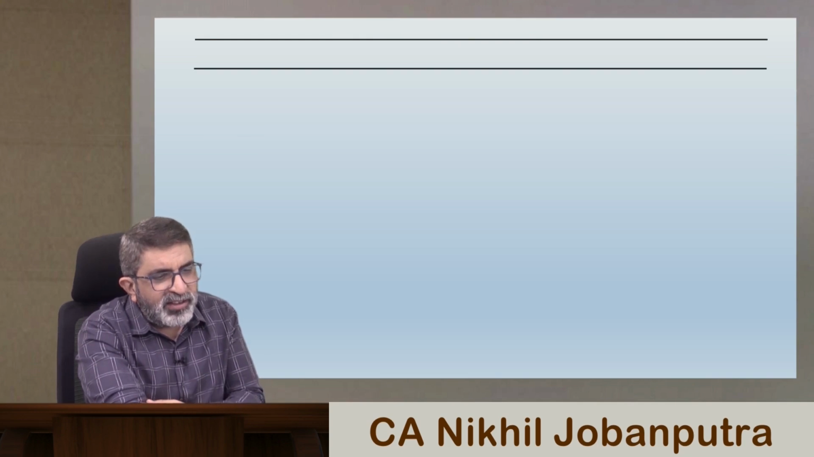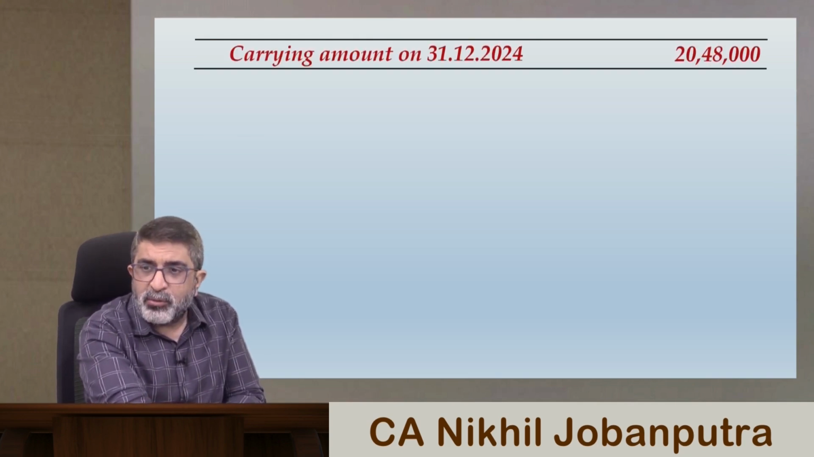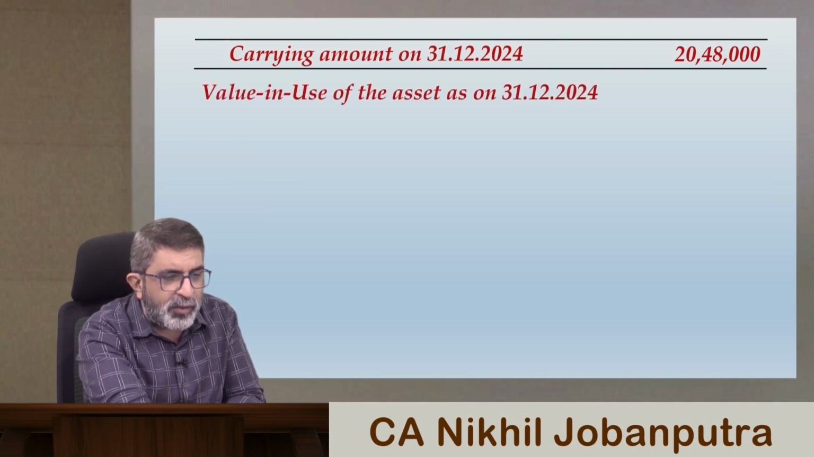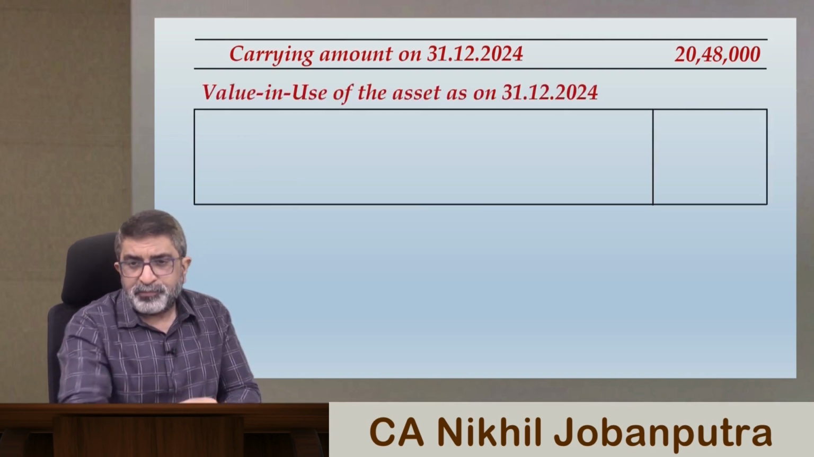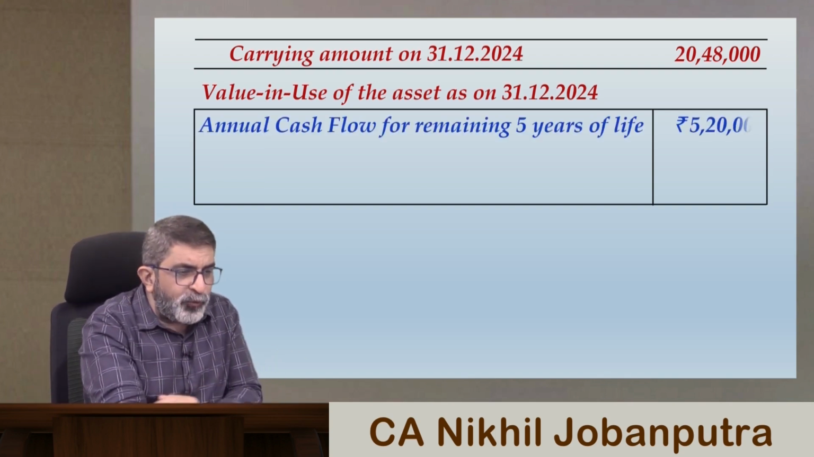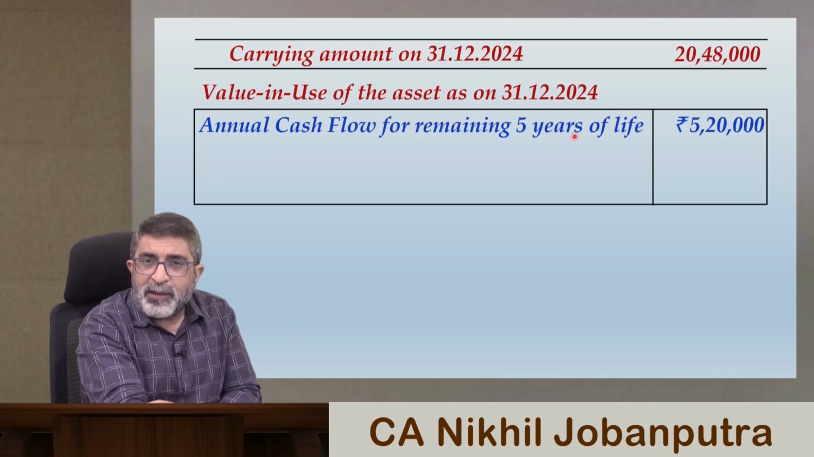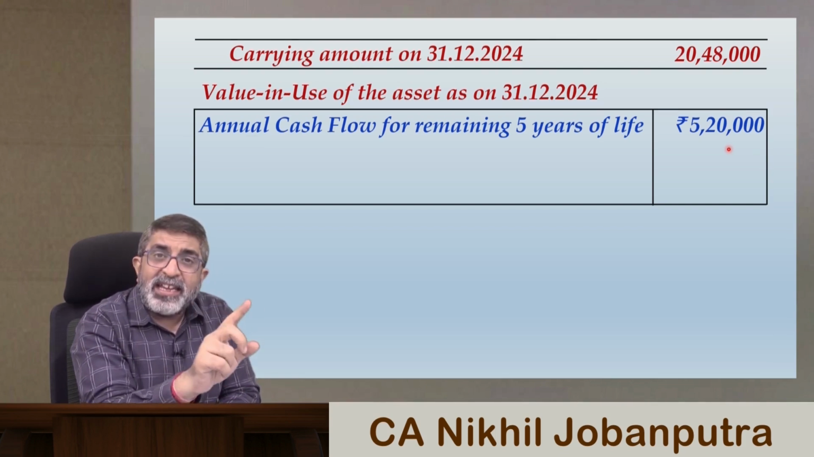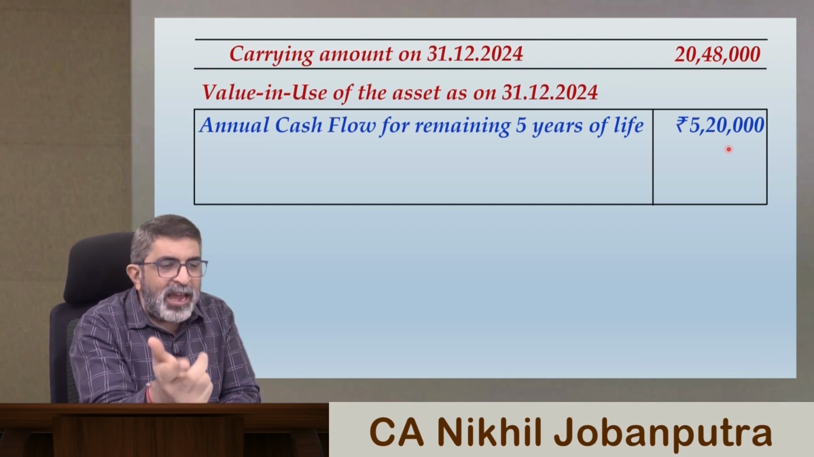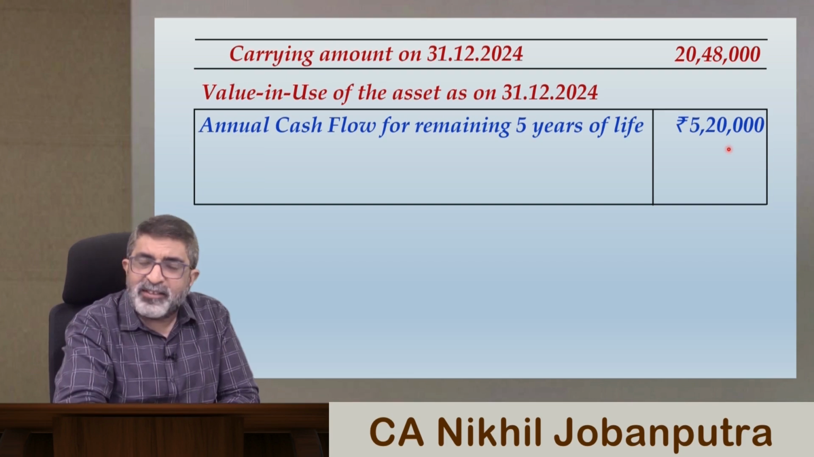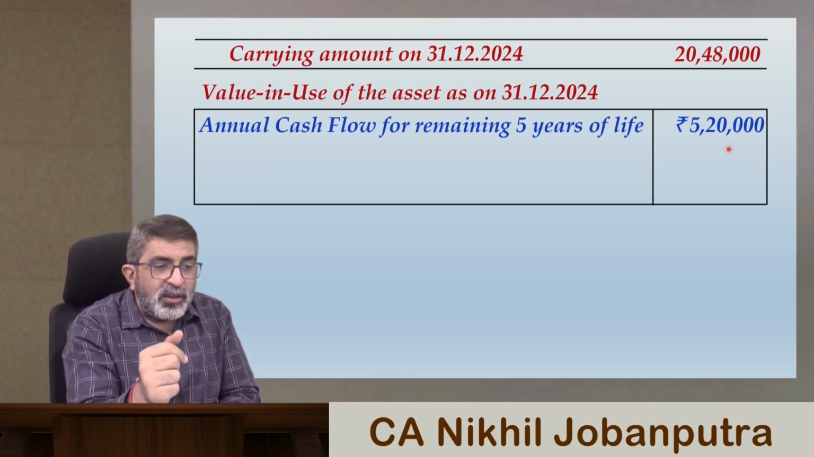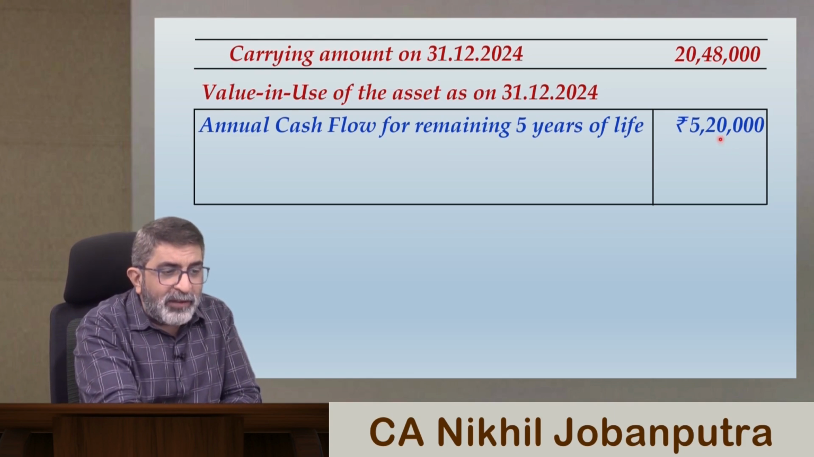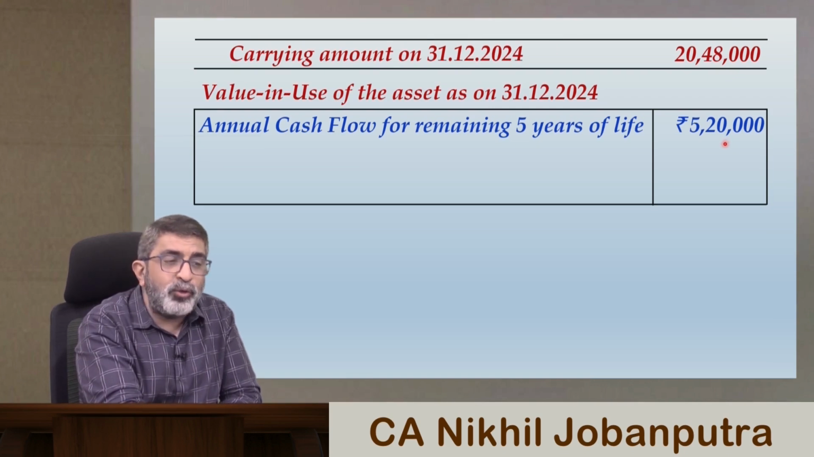So in the solution we would say that the carrying amount is already given to you, 20,48,000. Now we have to compute the value in use on the same date. How will you do that? Annual cash flow from the remaining life of the asset will be for 5 years, every year you are going to get a cash flow of 5,20,000. So we will be taking N equal to 5, correct? I/Y will be the discounting rate, which is given as 15%. Then the PMT will be 5,20,000 every year, and FV will be considered 0 because there is no scrap value.